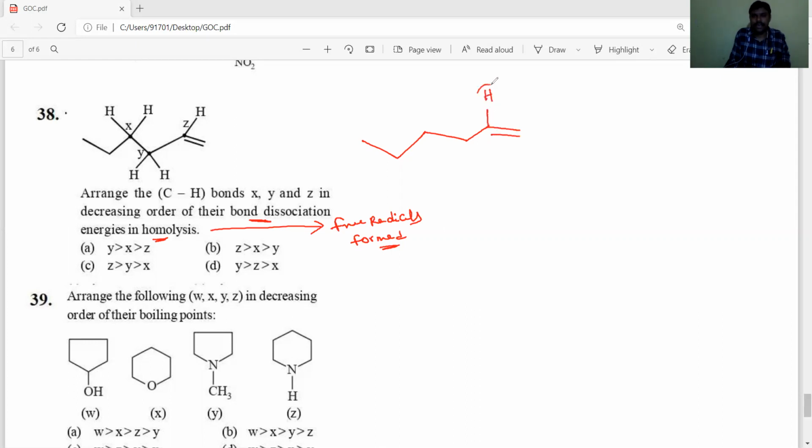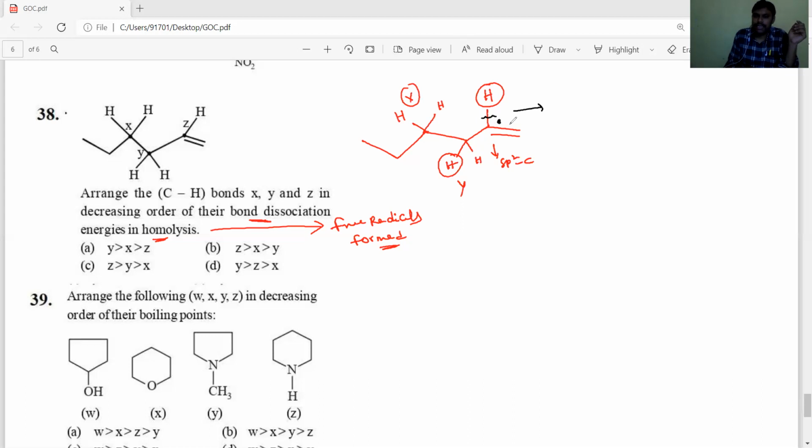This hydrogen is attached to sp2 carbon. Next hydrogen atoms, these hydrogen atoms are mentioned as Y. Next hydrogen atoms are mentioned as X. Now we are breaking this hydrogen, we are getting this type of free radical.